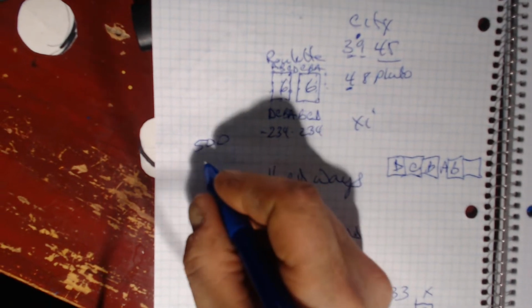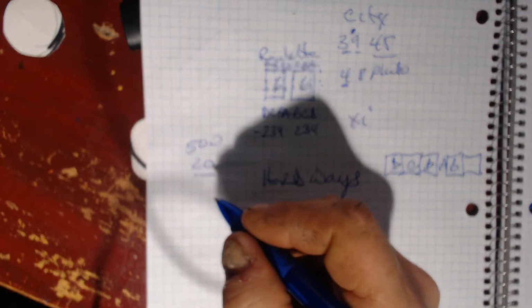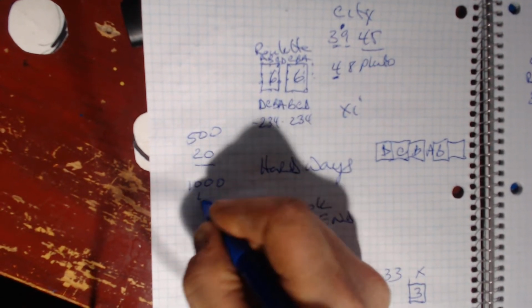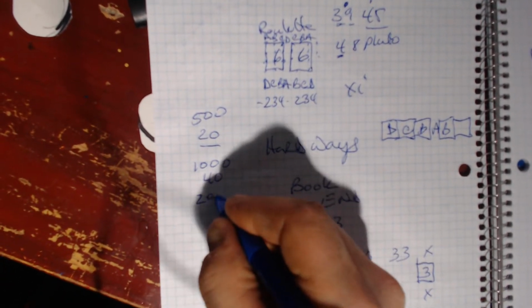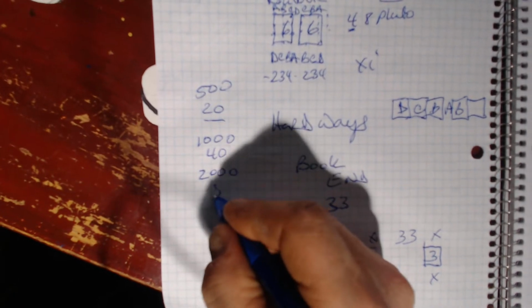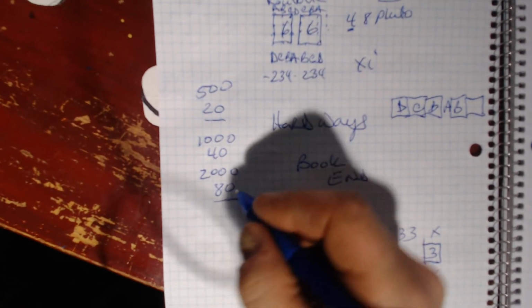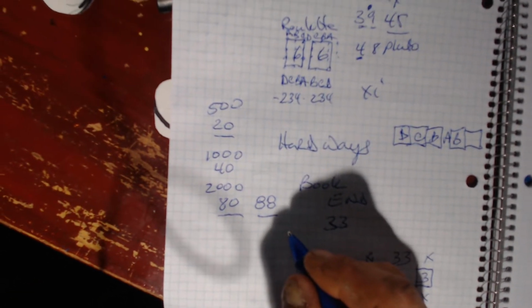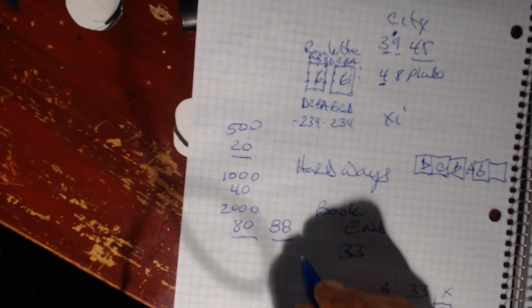500 can also be equivalent to the number 20. So 1,000 would be 40. 2,000, which would be the year 2000, would be 80. This is where we are now. 88. We're down by Pegasus, NGC 7286.